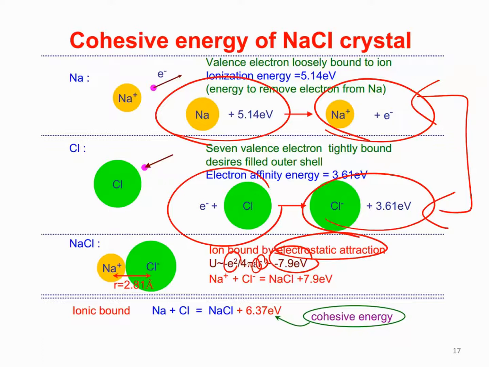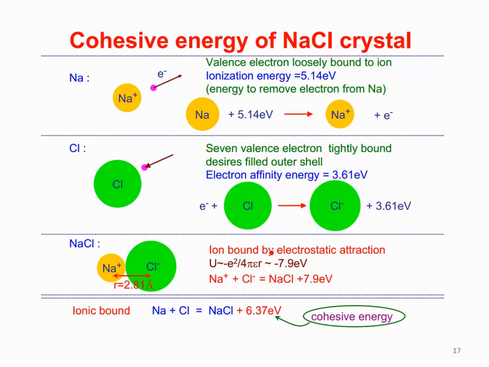Electron volt. But if I'm not mistaken, this is not 7.9. You try to calculate it. I think this one got a typo error. Okay. So Na plus Cl minus, you'll get NaCl plus 7.9 eV.